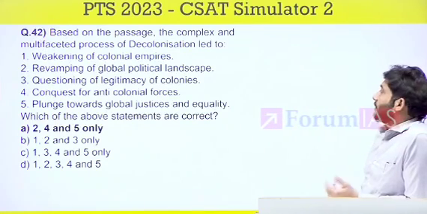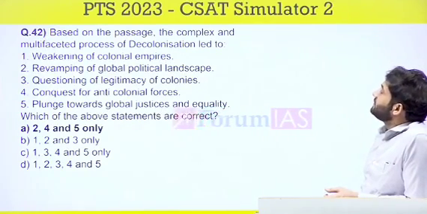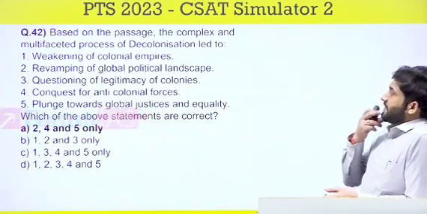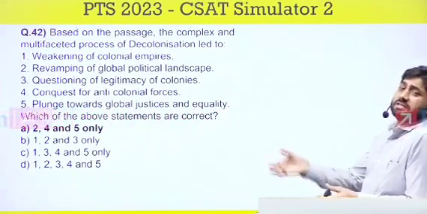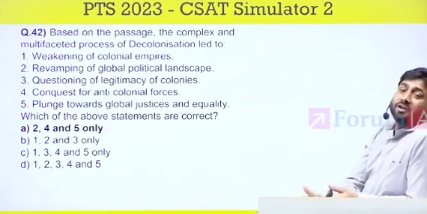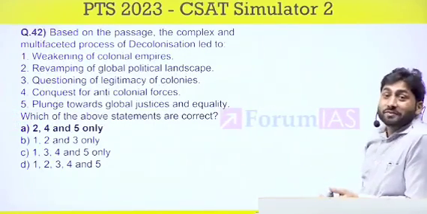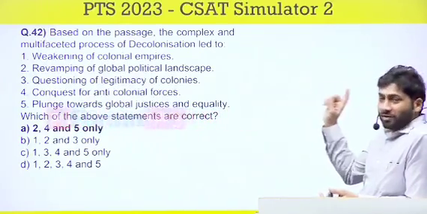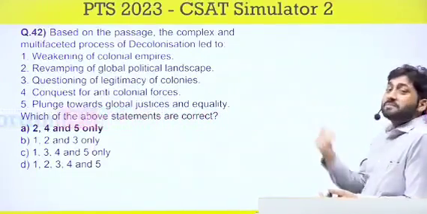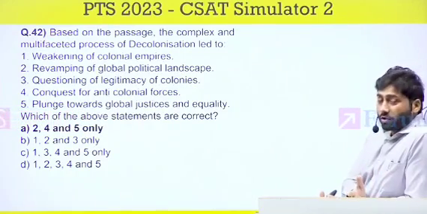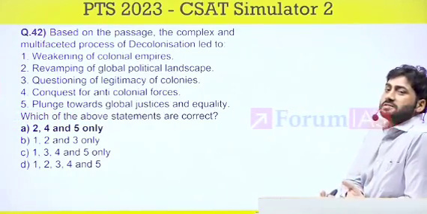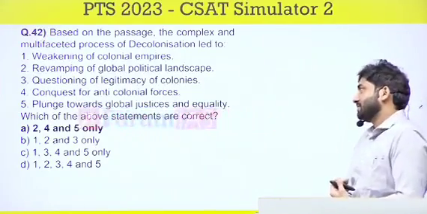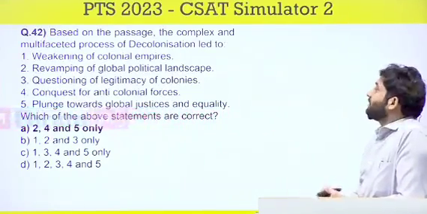So this led to what? Based on the passage, the complex and multifaceted process of decolonization led to. Let's see the first, weakening of colonial empires. That is not being discussed. It was because of the weakening of colonial empires that decolonization happened; it was an effect of it, not the cause. So the first gets eliminated. The colonial empires got weakened because of World War II, and that actually caused the decolonization process. So this is actually the opposite. The first is not the result of it.